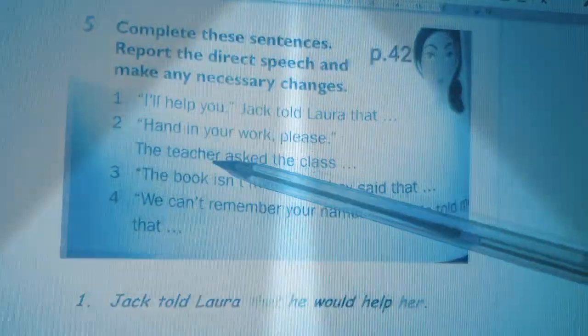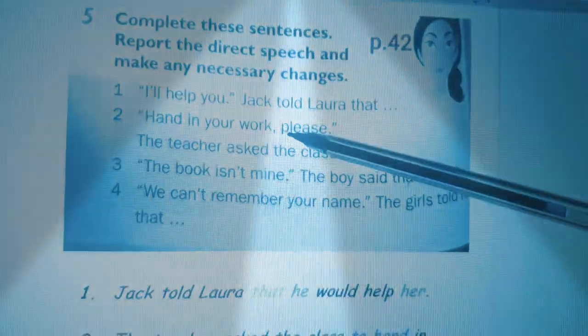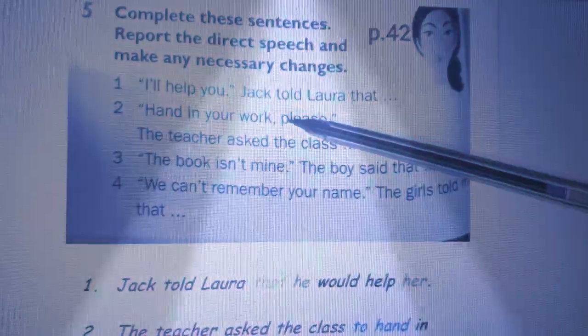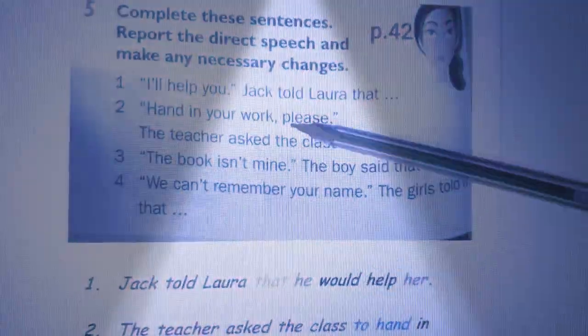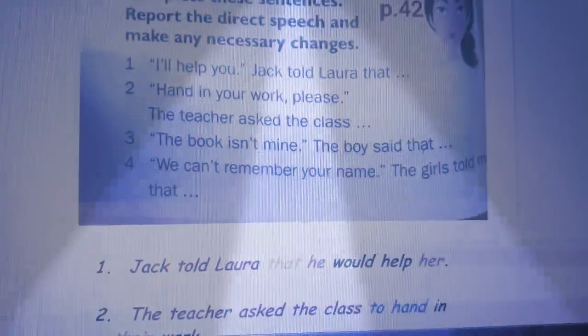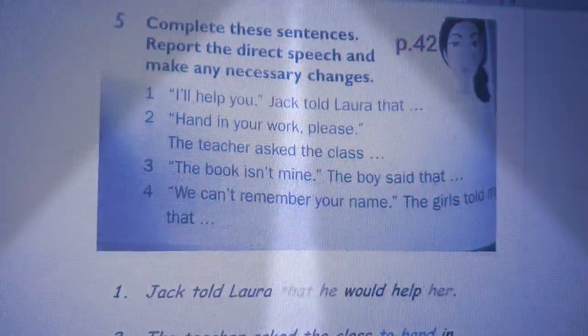Type 2. Hand in your work, please. Is this normal reported speech or direct speech sentence? No, this is a reported command. Hand in your work, please. Okay. The teacher asked the class to hand in the work.